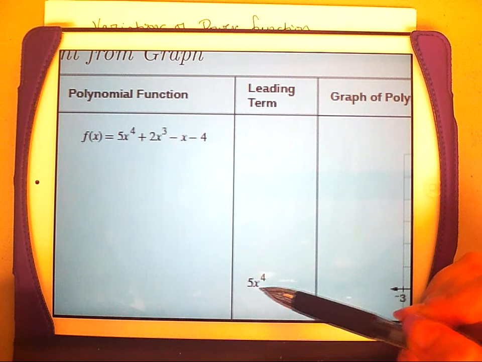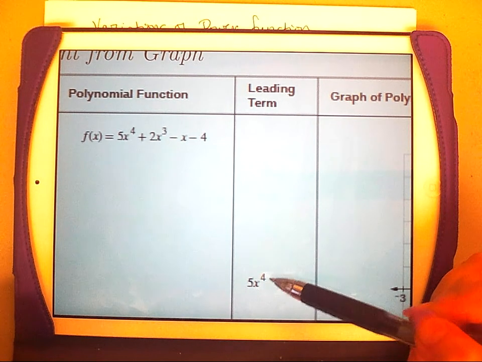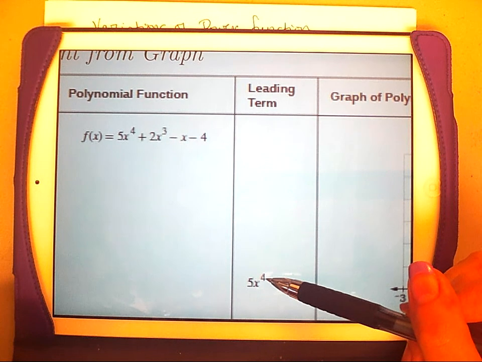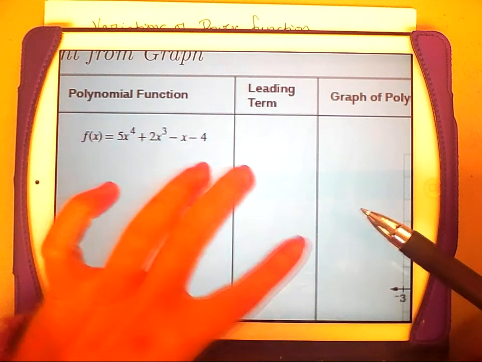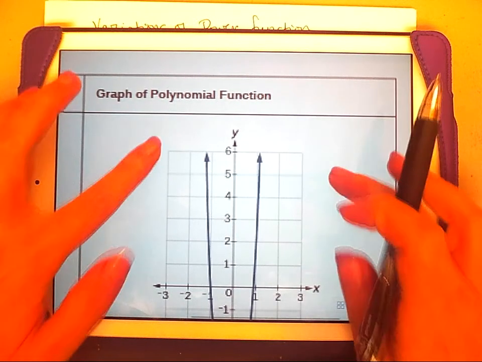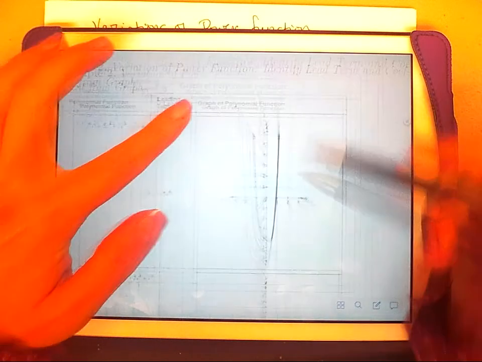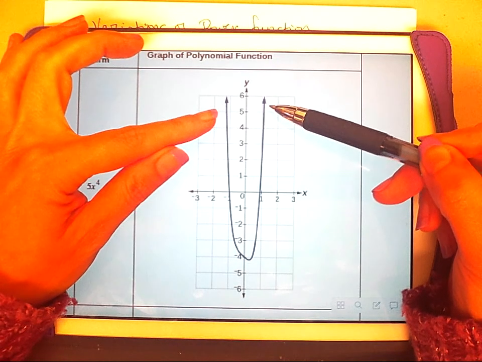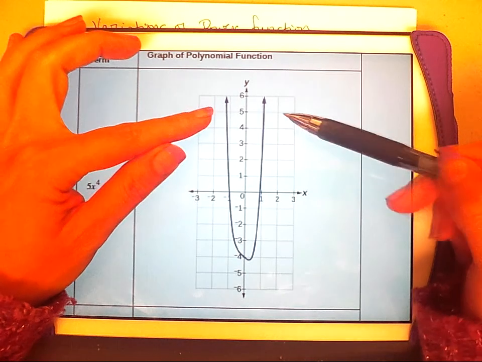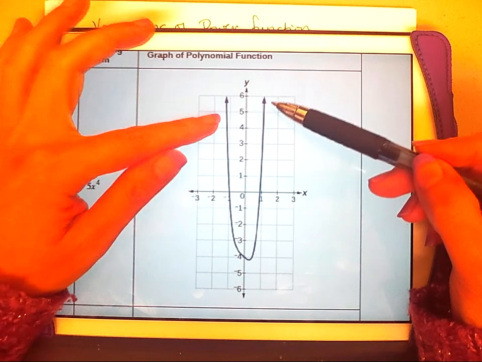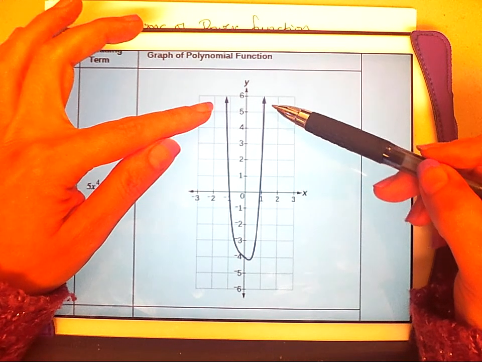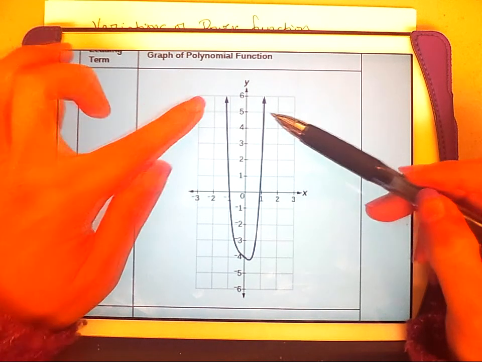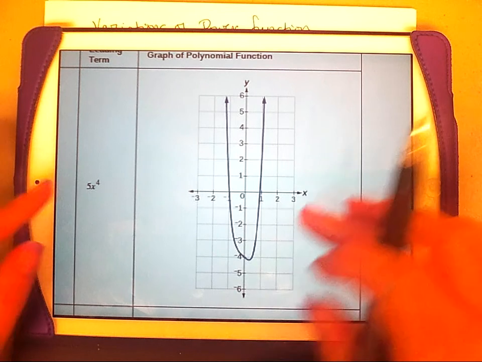But notice that the leading term is 5x to the fourth. Now, x to the fourth is an even power. And so when we look at the graph, it basically is acting at large values of x, towards the end here or towards the negative, it's still taking off to positive infinity. In here we have a little bit of variation, but the end behavior is still the same.